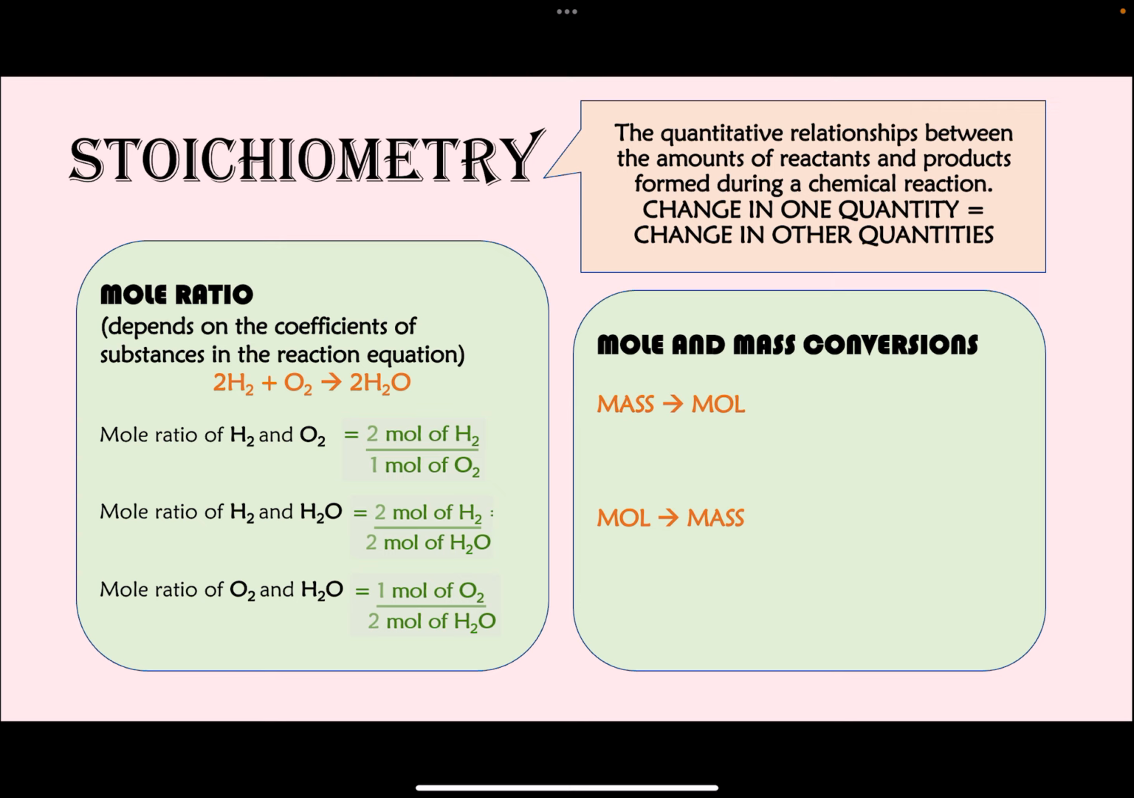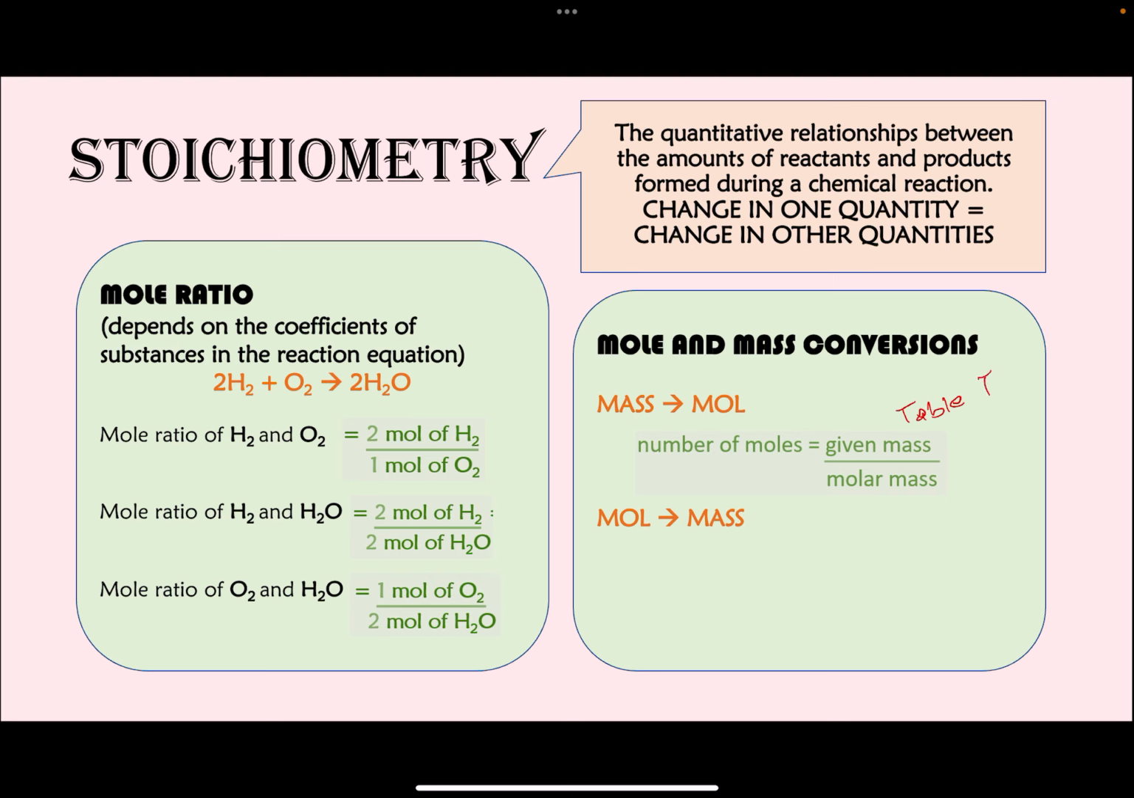You are given the equation to go between moles and mass. It's given in Table T. So if you're given the mass and you want to go to moles, you can use this equation, which is given in Table T. The number of moles is equal to the given mass divided by the molar mass, or the gram formula mass.